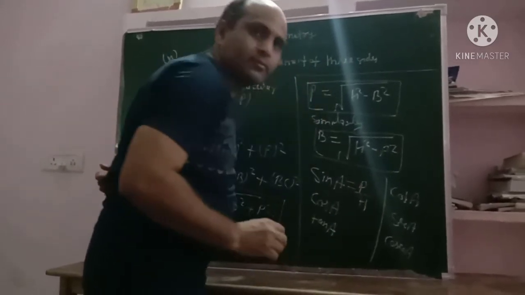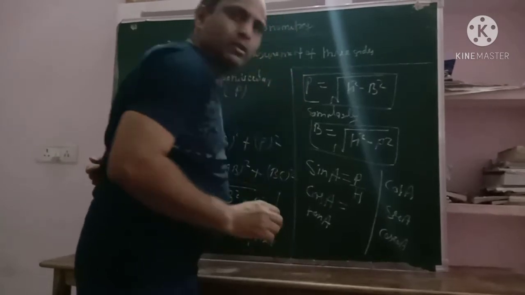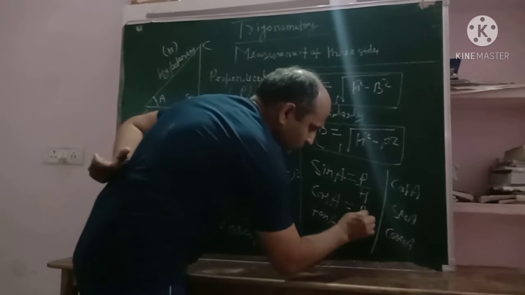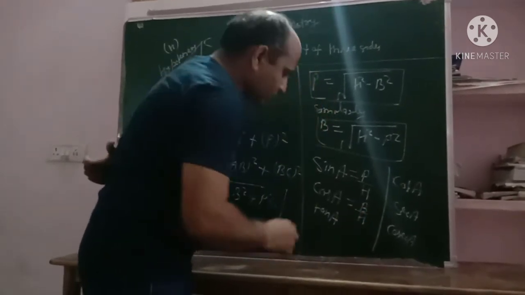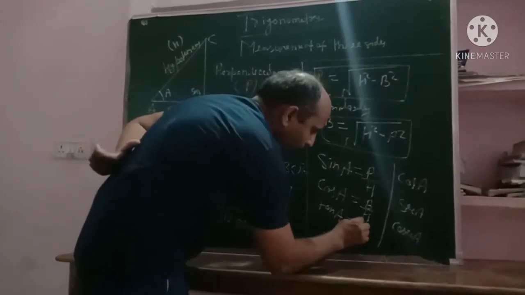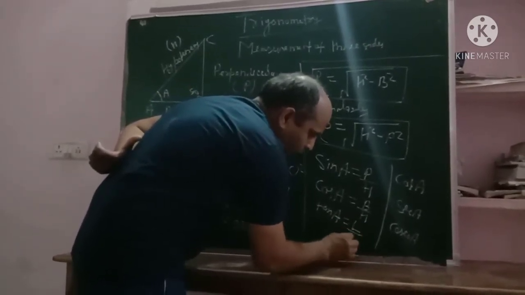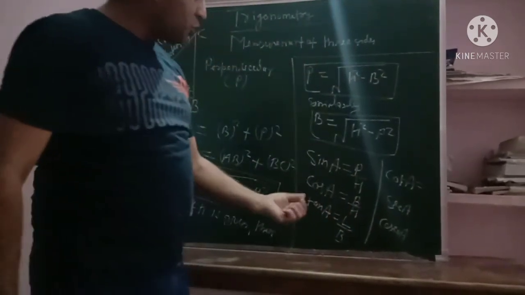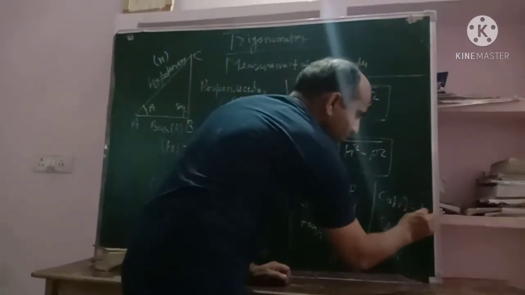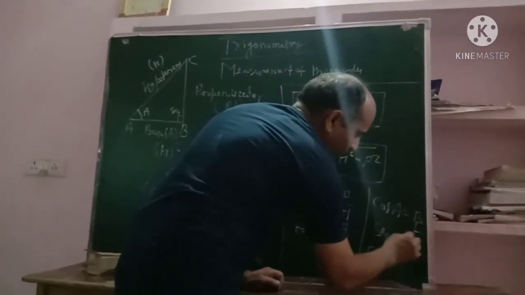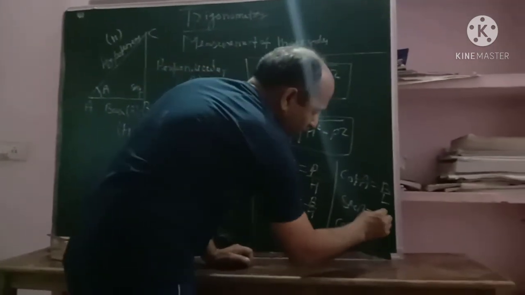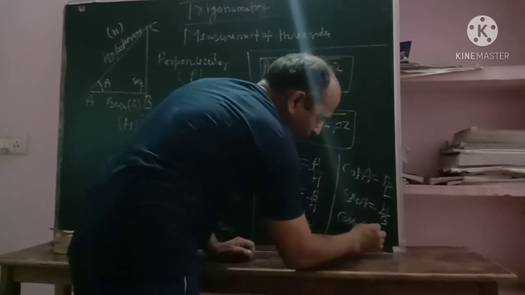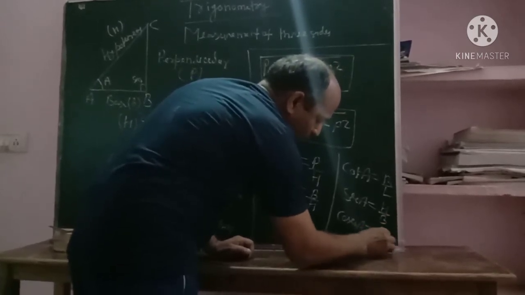Cos A is the ratio of base upon hypotenuse, tan A is the ratio of perpendicular upon base, and cot A is the reciprocal of tan A, that is base upon perpendicular. Sec A is hypotenuse upon base, and cosec A is hypotenuse upon perpendicular.